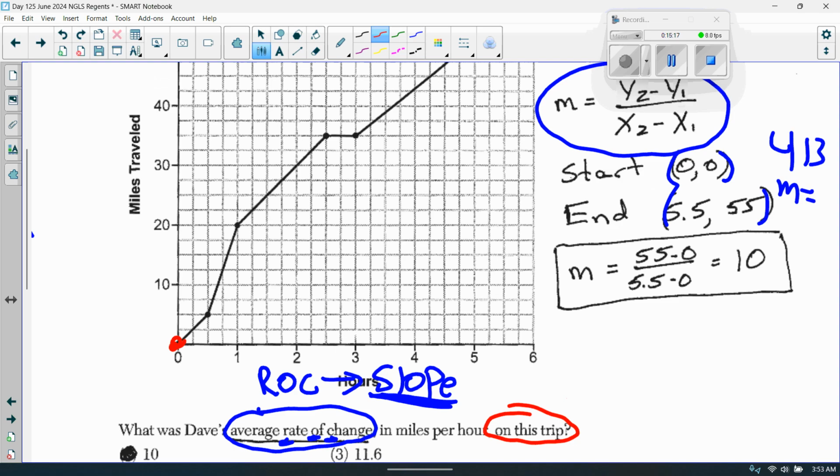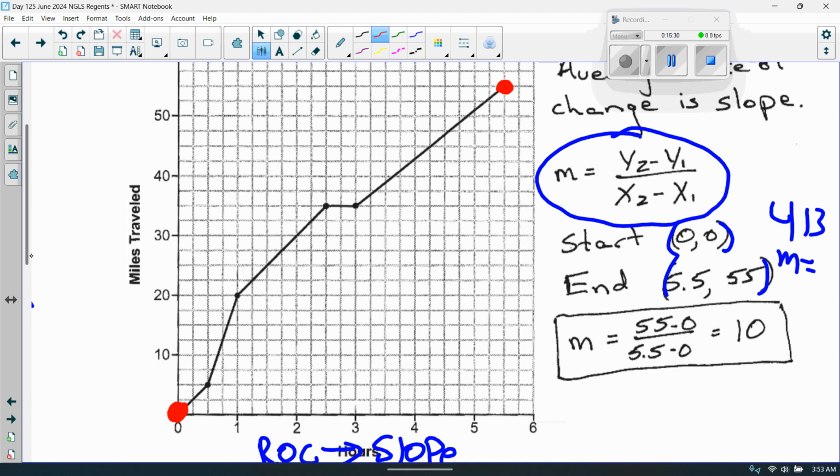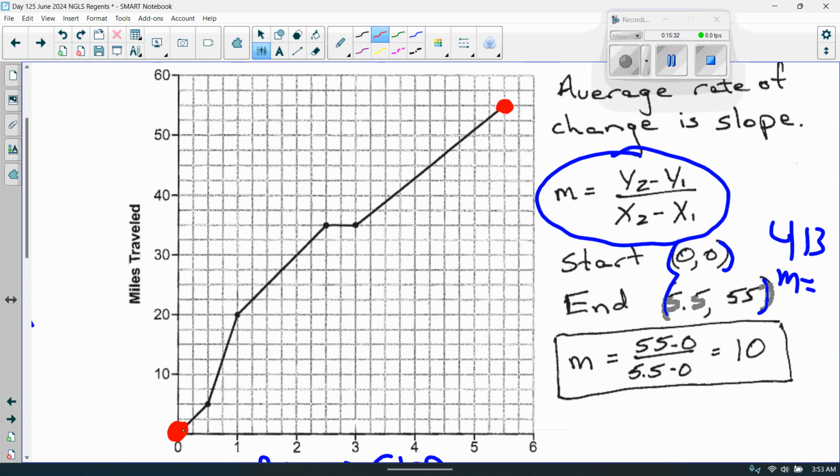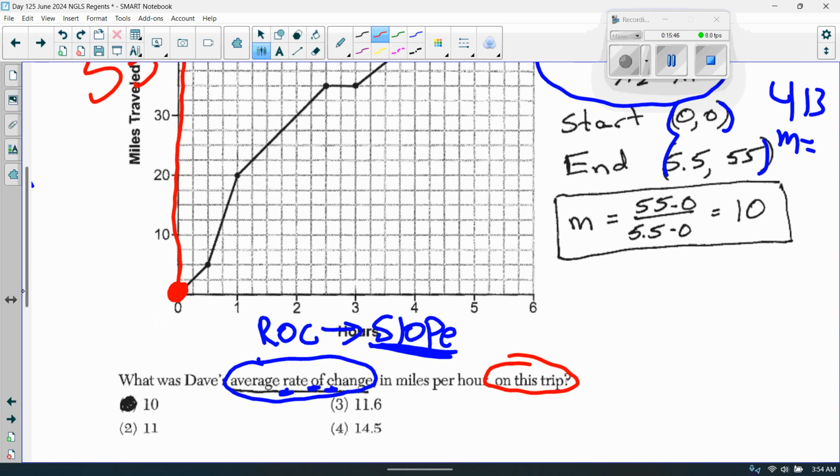So that means the starting point, which is 0, 0, and the ending point, which is 5.5, comma 55. Sorry, comma 55. Whoopsie. So I'm just going to do rise over run. We're going to rise 55, and we're going to run 5.5. And then remember, the expression is rise over run. So that's what we wrote right here.